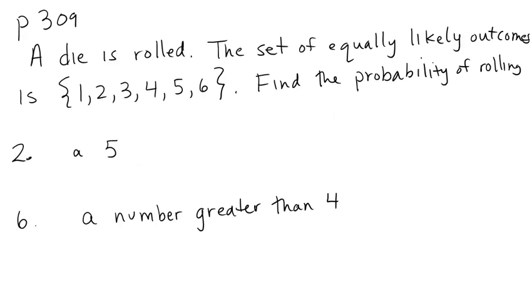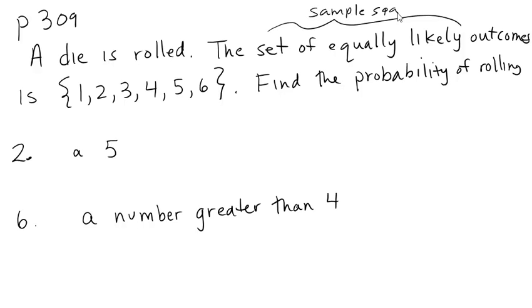Page 309. There's a selection of problems. We're going to do a few of them. It says, a die is rolled. The set of equally likely outcomes is the set containing 1, 2, 3, 4, 5, 6. When they say the set of equally likely outcomes is this set, that's just a fancy way of saying that this is the sample space.